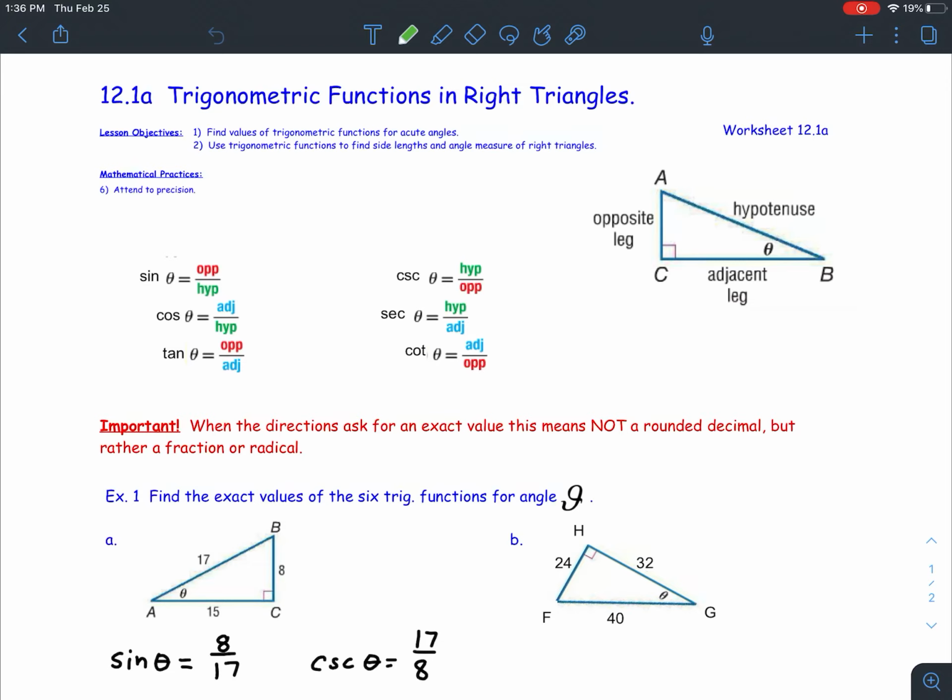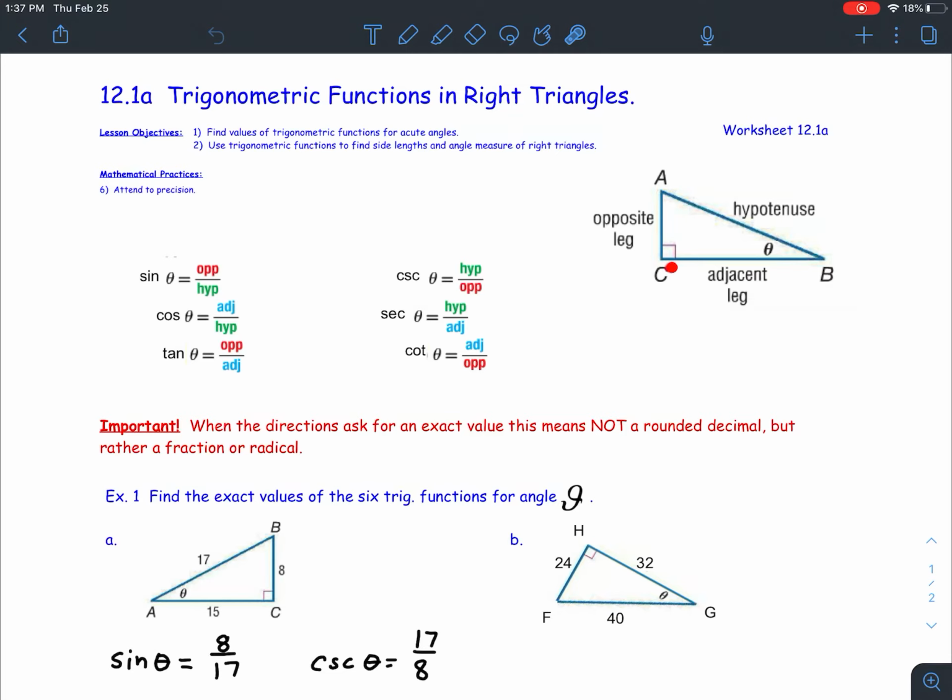We're going to be looking at actually 6 trig functions, 3 of which you would have been introduced previously in geometry, and that's sine, cosine, and tangent. And then you're probably less familiar with these other 3, cosecant, secant, and cotangent. We're going to be using these trig functions as they relate specifically to right triangles.